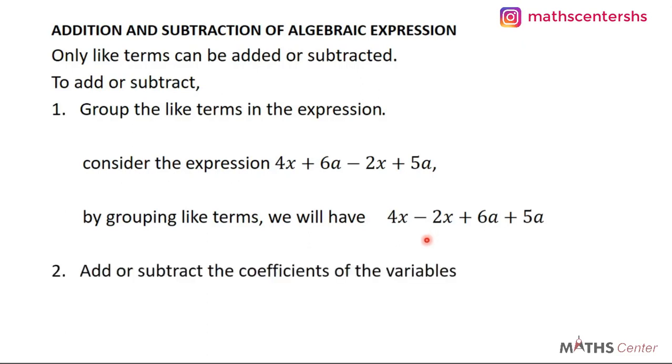Then from there, you add or subtract the coefficients of the variables. In the previous video, we learned that the numbers attached to the letters are the coefficients of the letters or the variables. In this case, the number attached to x is 4, so 4 is the coefficient of x. The number attached to this x is minus 2, so minus 2 is the coefficient of x. The number attached to a is 6, so 6 is the coefficient of a. And in the last term, the number attached to a is 5, so 5 is the coefficient of a.